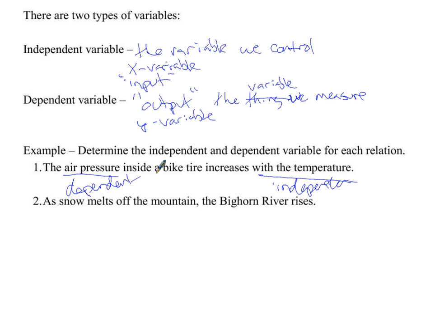As snow melts off the mountain, the Bighorn River rises. Which one is the independent variable here? The snow melting causes the Bighorn River to rise. Can the Bighorn River rise without snow melting? Yes. But in this case, the snow melting caused the river to rise. So the river rising, dependent. Yes.